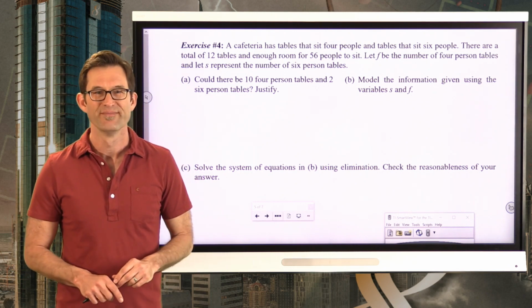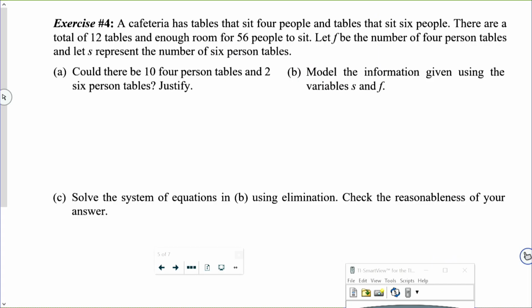Exercise number 4. A cafeteria has tables that sit 4 people and tables that sit 6 people. There are a total of 12 tables and enough room for 56 people to sit. Let F be the number of 4-person tables, and let S represent the number of 6-person tables. Letter A. Could there be 10 4-person tables and 2 6-person tables? Justify.